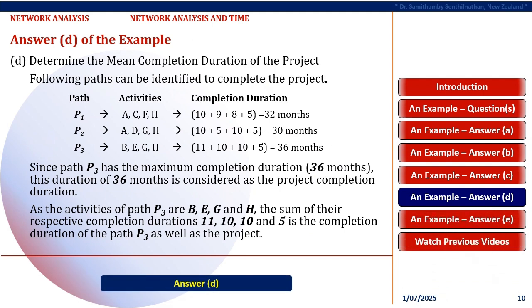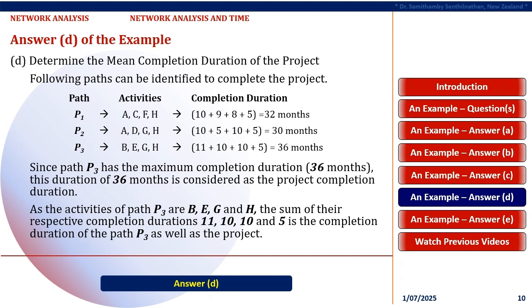Question D. Determine the mean completion duration of the project. Answer D. You can find that there are three identical paths available to progress from event 1 to reach the final event 7 to complete the project. They are Path P1 consisting of activities A, C, F, and H, and its respective completion duration is available by adding their completion duration, 10 plus 9 plus 8 plus 5, that results in 32 months.